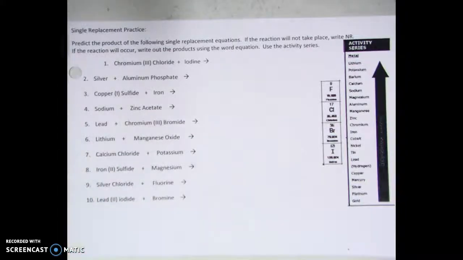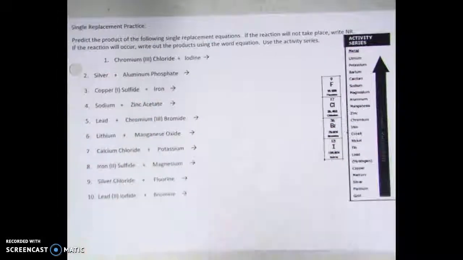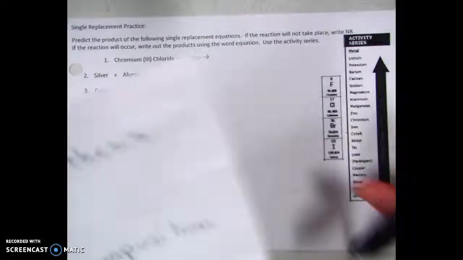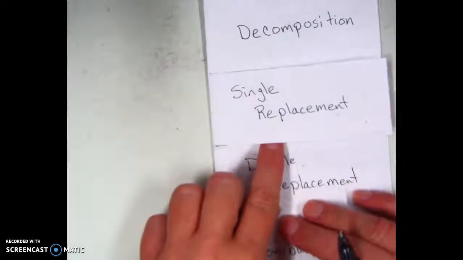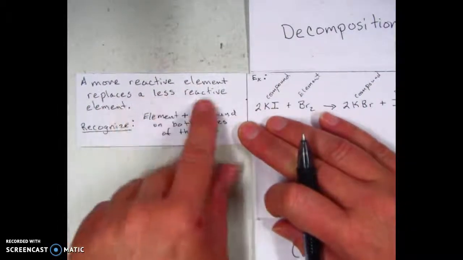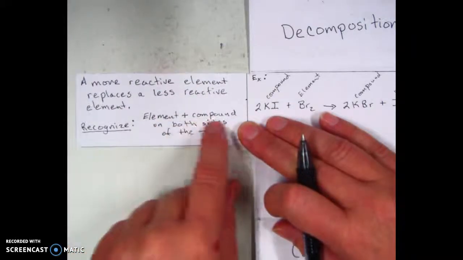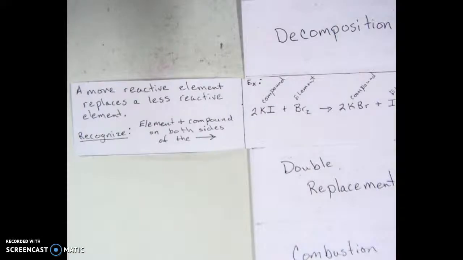Okay, today we're looking at single replacement reactions in the activity series. Will the element replace the matching element in a compound? So let's first remind ourselves what a single replacement reaction is. A single replacement reaction is when a more reactive element replaces a less reactive element. Again, we recognize this because we have an element and a compound on both sides of the arrow.